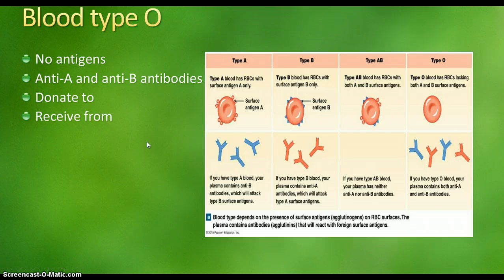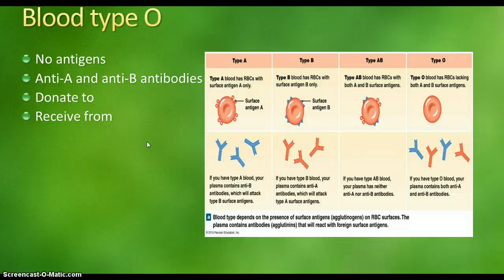Type O does not have any antigens. These are the universal donor. Because there's no antigens, they can go into any of the bloods, A, B, or AB, because there is nothing to react with the antibodies.